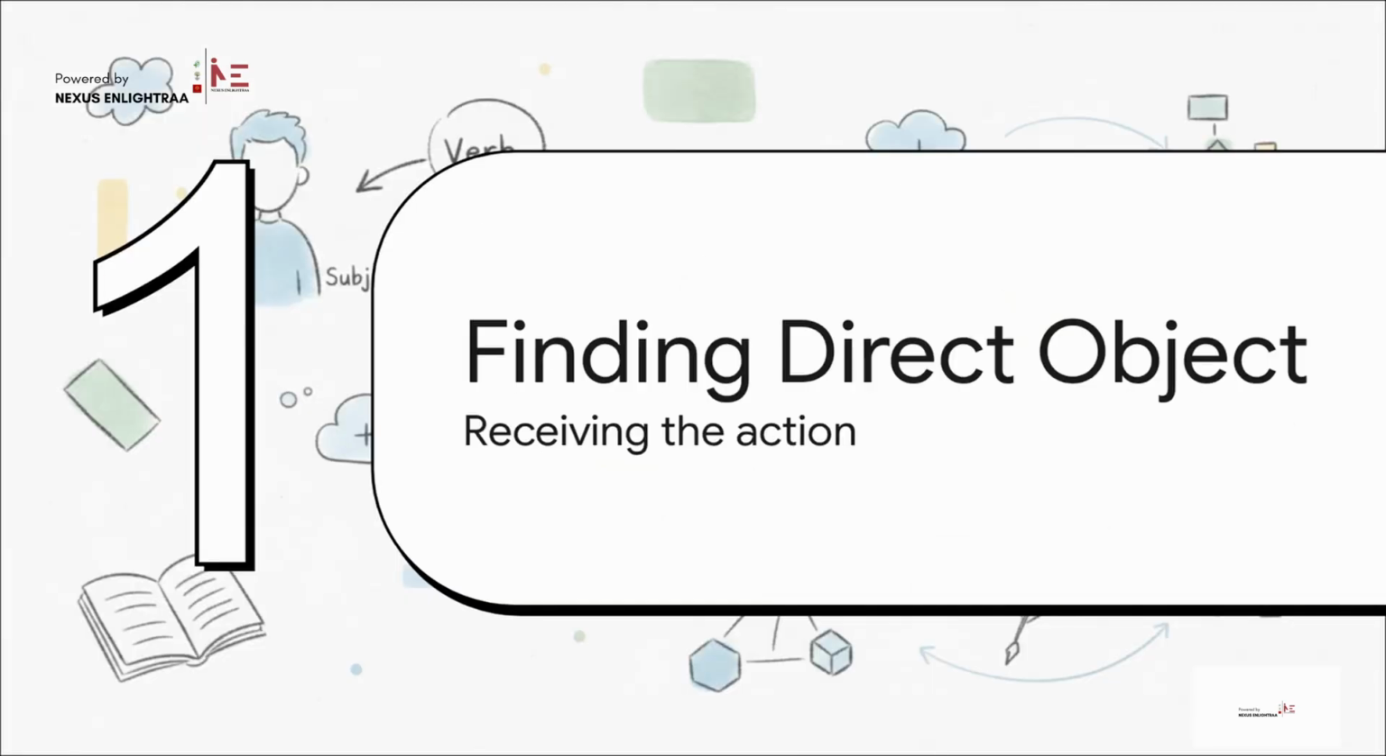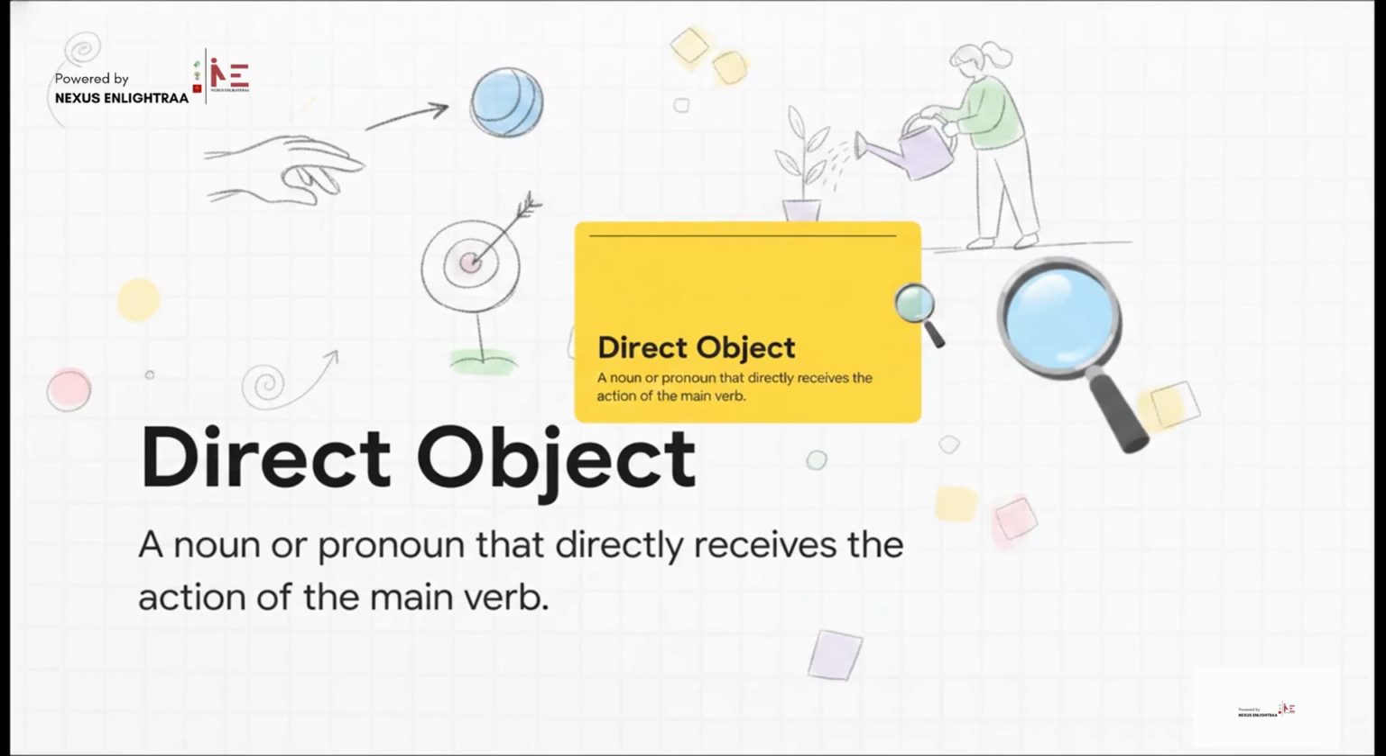Now that we've got our core down, let's move on to Section 2 and learn about the words that actually receive the action, the direct object. A direct object is, very simply, the target of the predicate's action. Think about it this way. If the subject throws a ball, the ball is the direct object because it's the thing actually getting thrown. It's just a noun or a pronoun that directly receives the impact of that main verb.